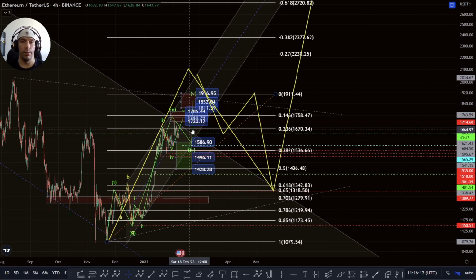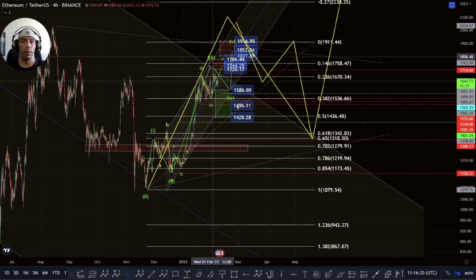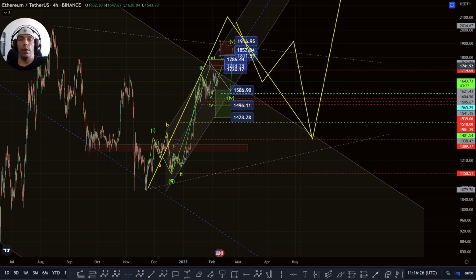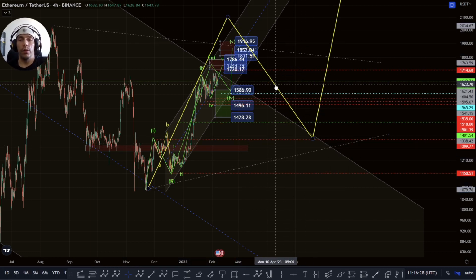If we fail to develop that, then basically we just have a corrective structure here, and a corrective structure is against the trend. So that means that we're going to actually be moving down again with the current trend that we had before. So that's what we just need to be aware of. Okay, I'm going to leave the video there.